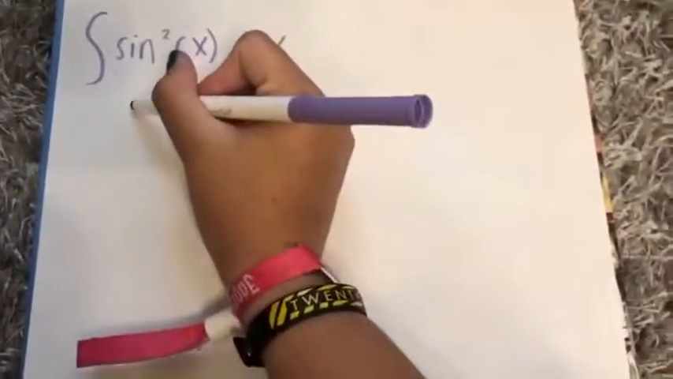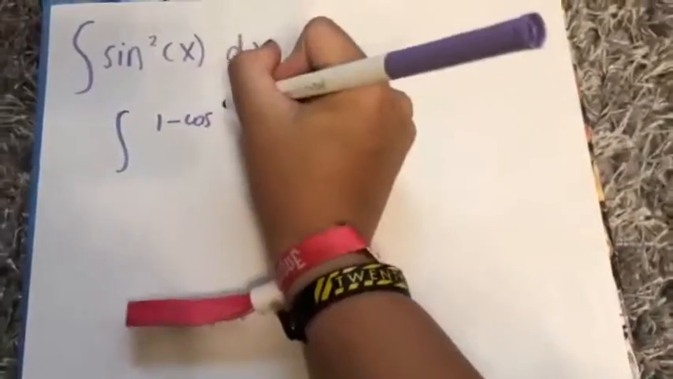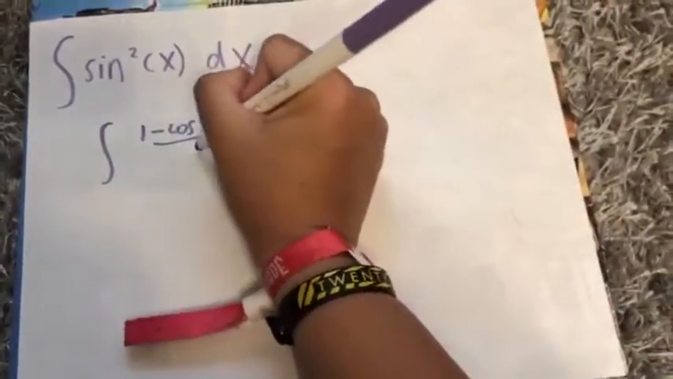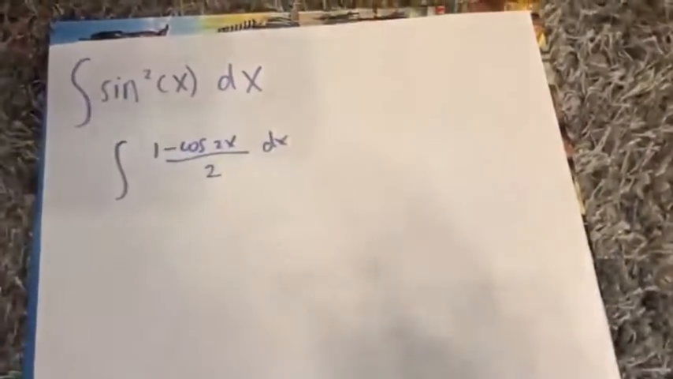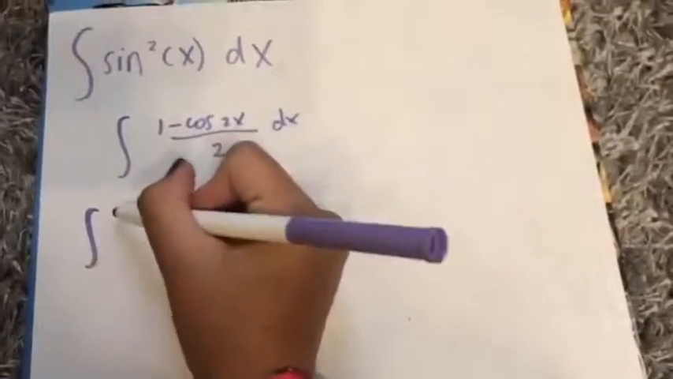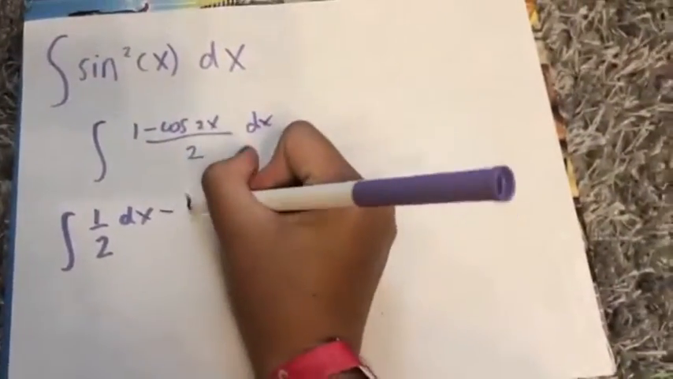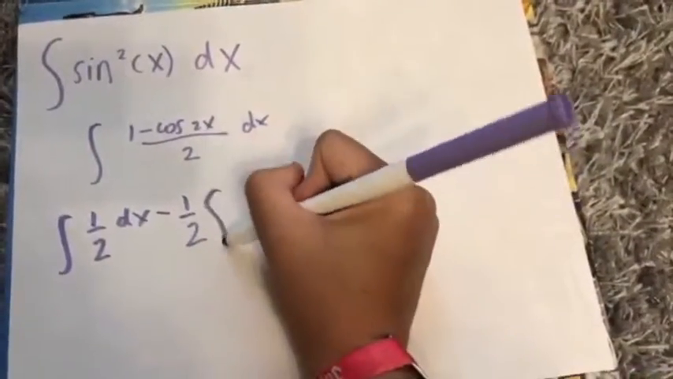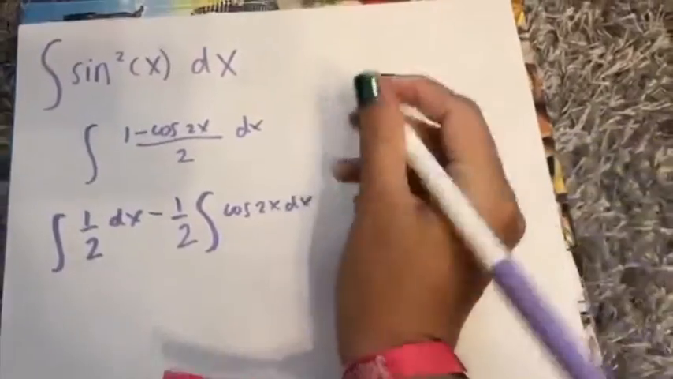integrate it. So what we're going to do first is rewrite this as (1 minus cosine of 2x) over 2 dx. Now what we're going to have to do is separate it into two parts. So this is going to be the integral of 1/2 dx minus 1/2, which we are taking out of the integral of cosine of 2x dx.